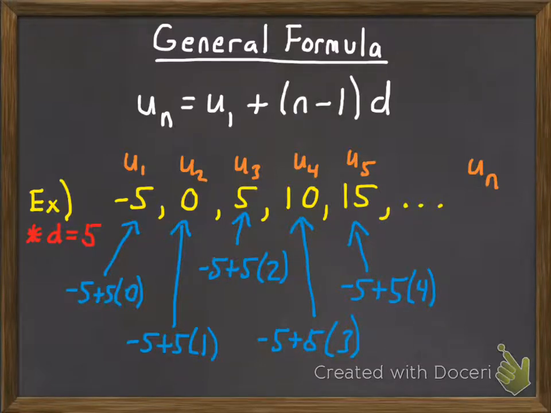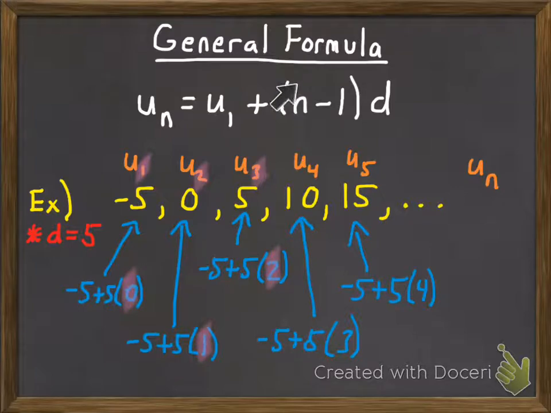Now what I want you to notice is a pattern between the term number and how many times you add the common difference to get that term. For the first term, you add the common difference 0 times. For the second term, you add the common difference 1 time. For the third term, you add the common difference twice. Do you notice how the number of times you add the common difference is always 1 less than the term number that you're trying to find? So say I wanted to find the 50th term, I would take the first term and add the common difference 49 times. Hopefully you're following what I'm saying here.